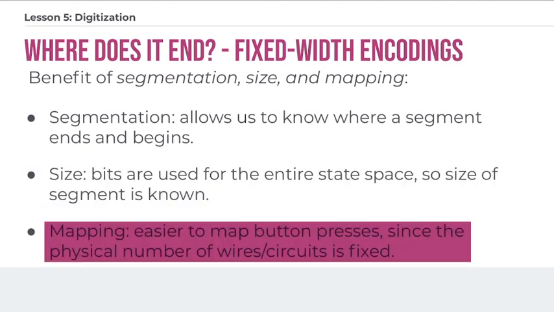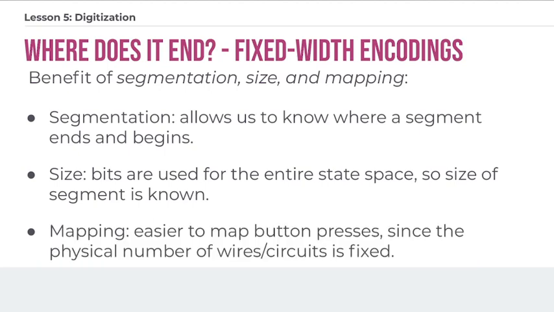And then in terms of mapping, it is much easier to map button presses, right? Think of that little telegraph key, since the physical number of wires and circuits is fixed. It's just much better, again, much more predictable, easier to check for errors. For example, if you know that you're waiting for 5 bits for every letter, and you get a message that has 24 bits, that's a red flag right there. Something's wrong. Okay, so you'll know that there's an error because you didn't get the expected multiple of 5, right? So it makes things easier in terms of catching errors as well.